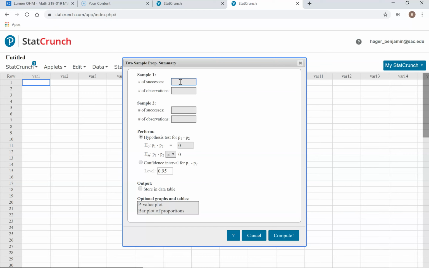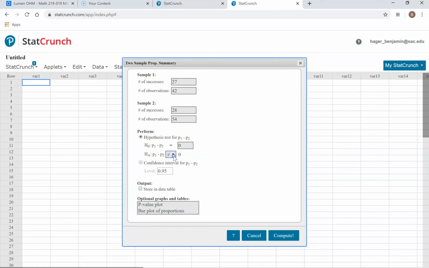So sample 1, I'm going to put the men's information here. So we observed 42 men, and the number of successes was 27 men said they prefer vanilla. For the women, we observed 54 women, and the number of successes, the number that preferred vanilla, was 28. All right, we're doing a hypothesis test this time, not a confidence interval. The null is that there is no difference, that the difference between the percentages of men and women is nothing, meaning they're the same.